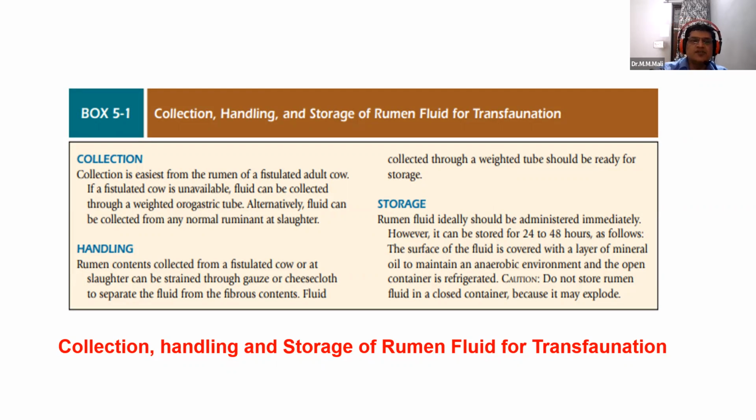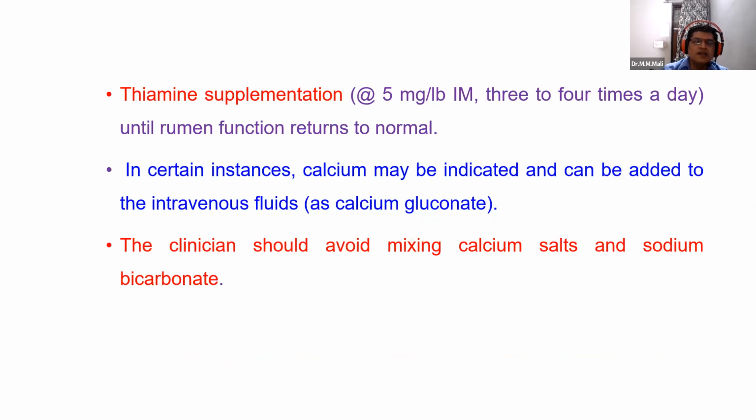production of gases. So by this procedure, transfaunation of rumen fluid can be done from a healthy animal or rumen fluid collected from a slaughtered animal. So this helps in normalizing the rumen environment of the affected animals. The next ingredient for the treatment is thiamine supplementation, and it can be used at the dose rate of 5 mg per pound body weight intramuscularly. It has been recommended at least 2 times, but sometimes it may be used 3 or 4 times in a day until rumen function returns to normal.